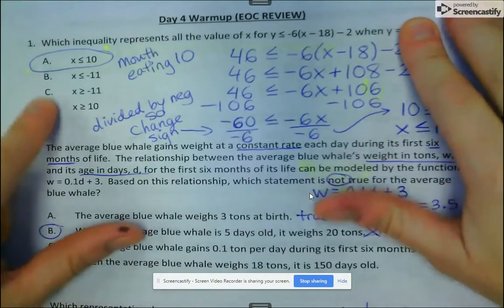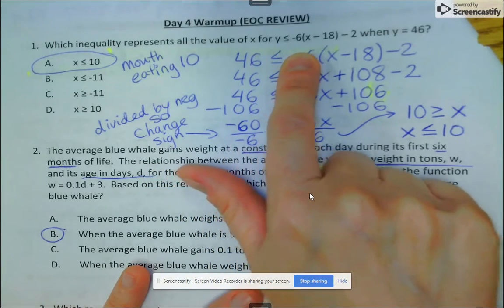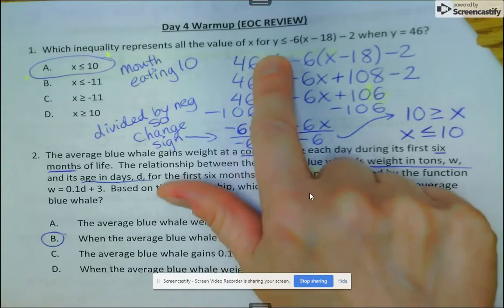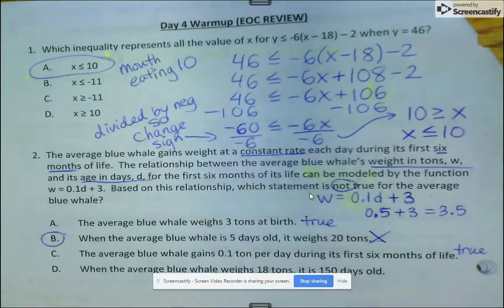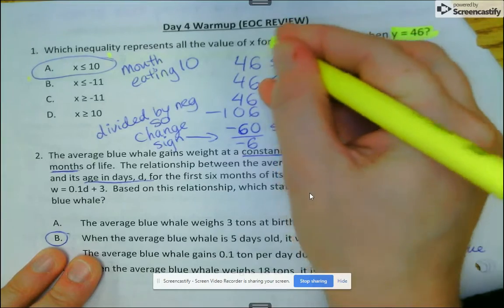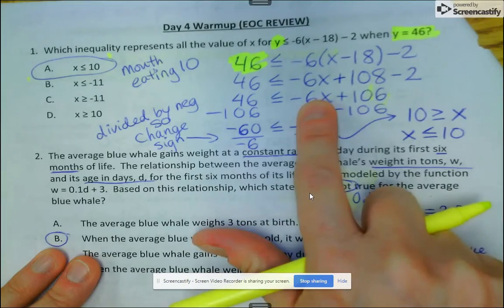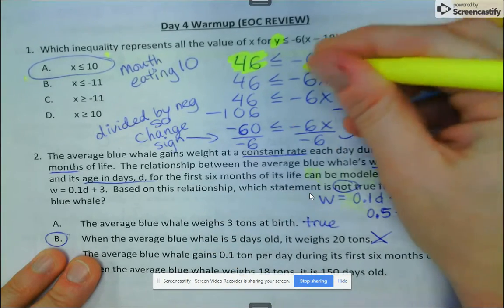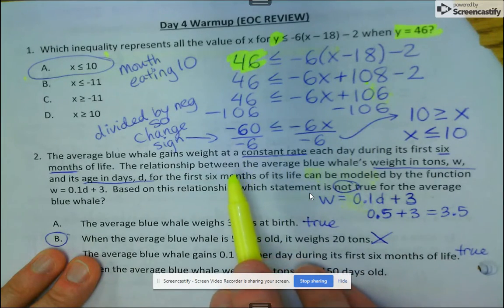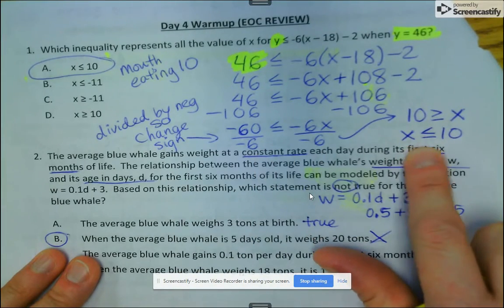Okay, so inequality that represents the value of x for y when y is 46. So basically you're just putting in 46 for y here. So you're taking this exact equation as you see it. You're substituting in y equals 46 right here. And then you have to solve and simplify. So you distribute the 6 to both of the x and the negative 18. Then you do 108 minus 2. And you keep simplifying. And then you end up with x is less than 10.